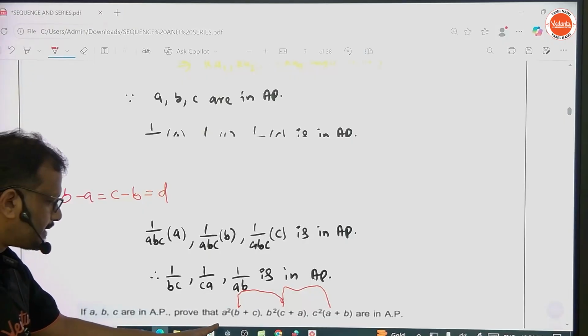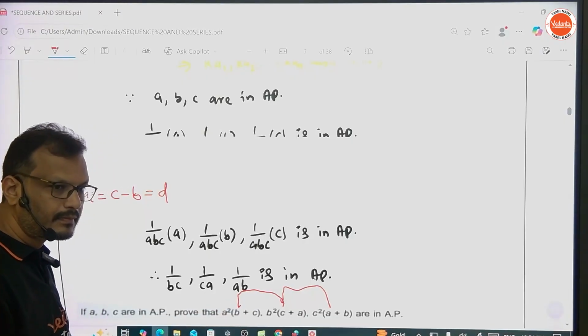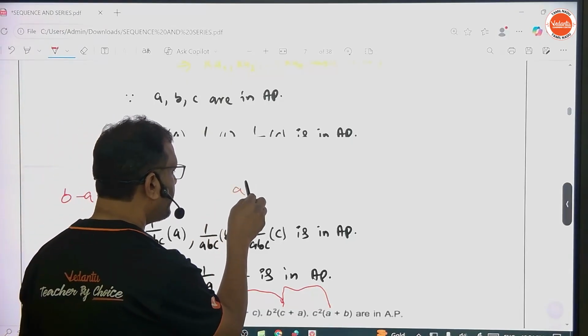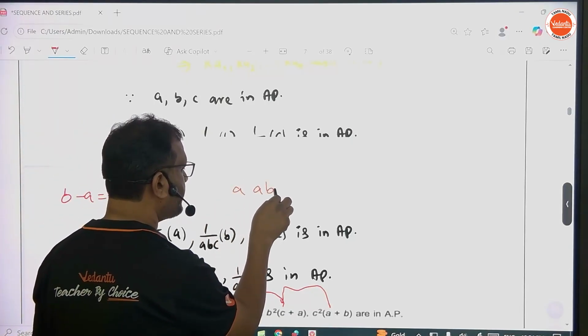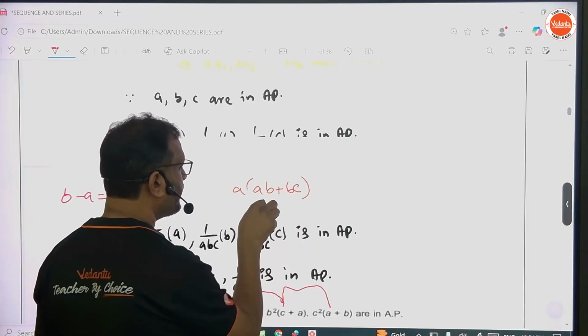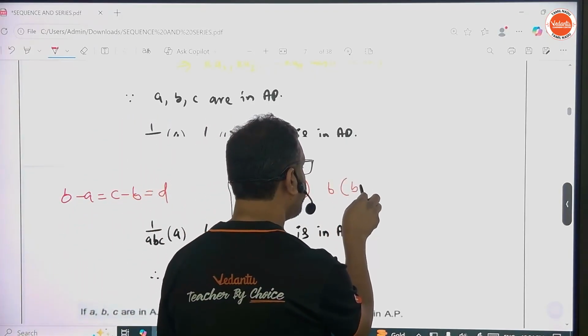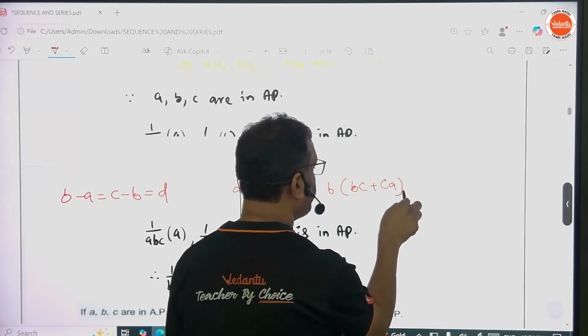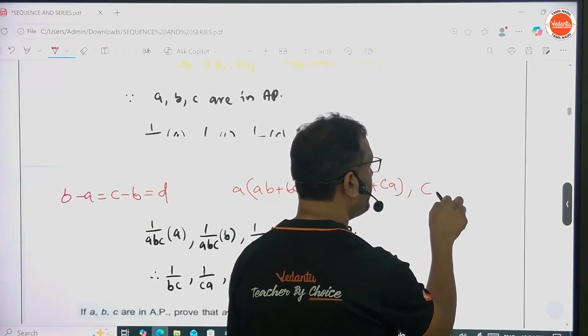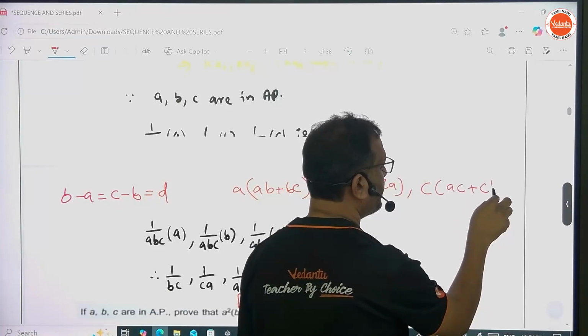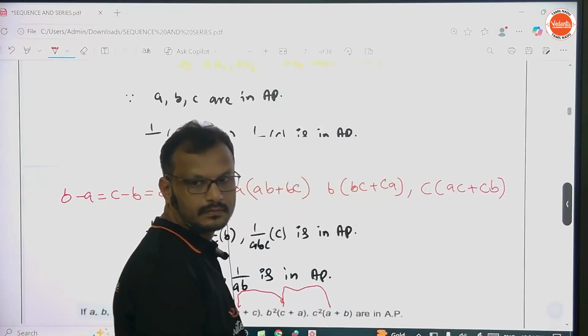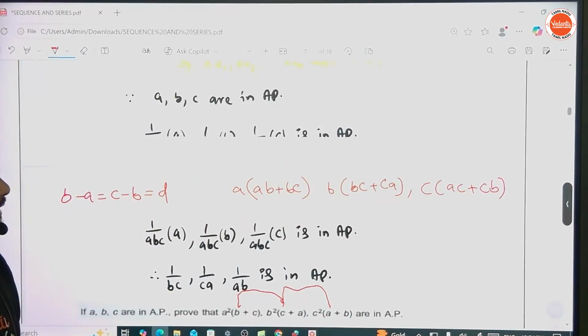You multiply A inside: A into AB plus BC. Here B into BC plus A. And here C into AC plus CB or BC. What all terms are coming in that? AB, BC, CA terms.